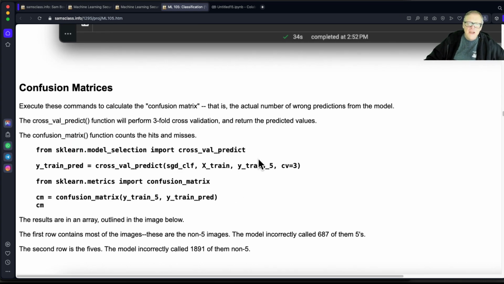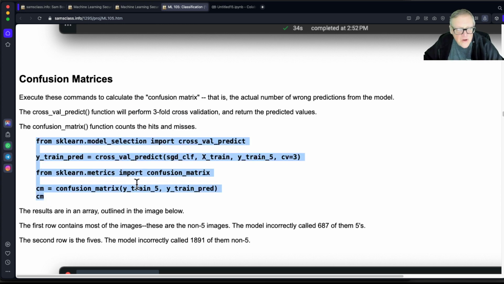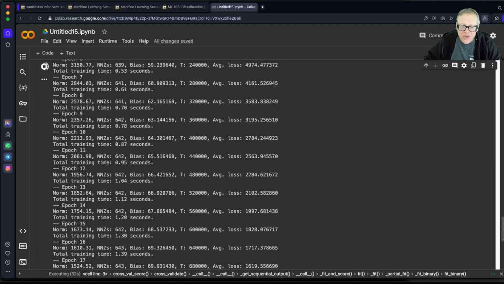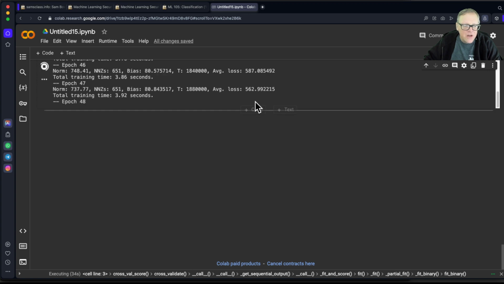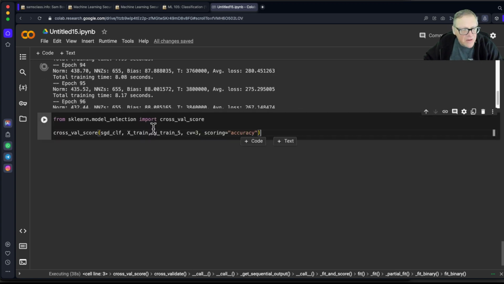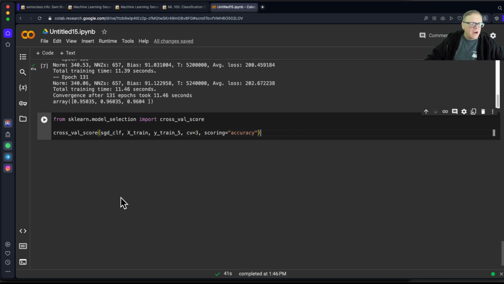And then another way to specify the accuracy is a confusion matrix, which gives you a chart of all the various ways you can be right and wrong, which is more detailed than just an overall percentage right and wrong. So I'll put in this code while that is still running. And I think I need to let it finish. There, it's done. So here's the 95, 96, 96.